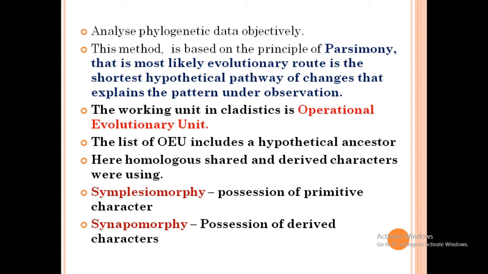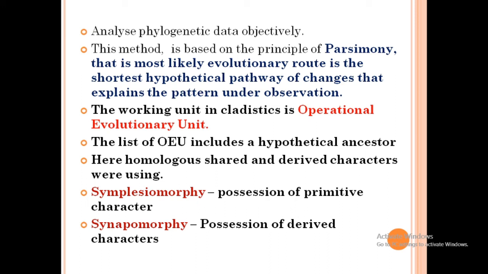Operational, what is that? Operational OTU here. Okay, what is that? Operational Evolutionary Unit, OEU. So here it includes a hypothetical ancestor. Then homologs, shared and derived characters are used here. There we used phenetic characters and morphological characters that we can see and observe. So that's a mixing between empirical and observational taxonomy.